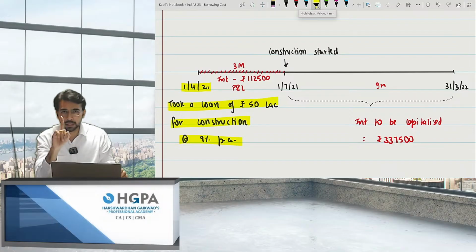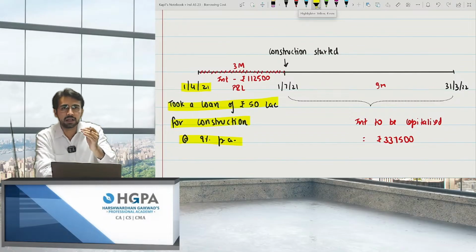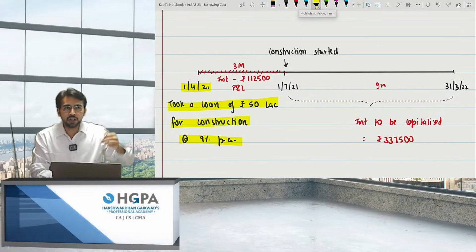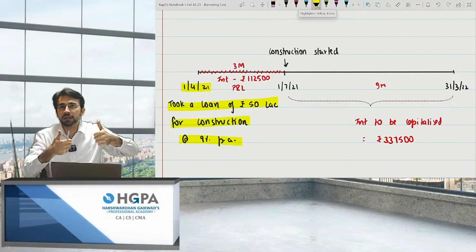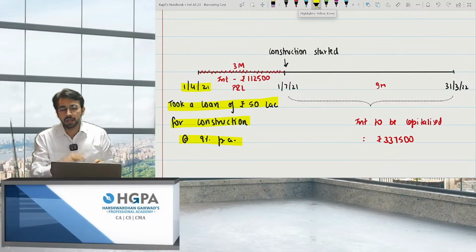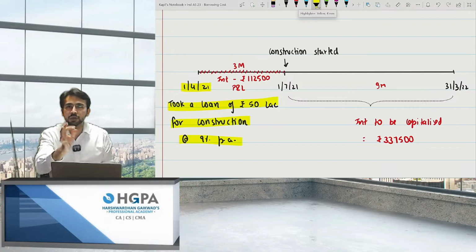I took a loan, but I did not start construction. Taking a loan does not tell you that you can start capitalizing. The point is, when you start the construction, at that time you will start capitalizing it. That means both the conditions should be valid. There should be a loan taken and there should also be the asset constructed. If both the conditions are satisfied, only then you can capitalize it.